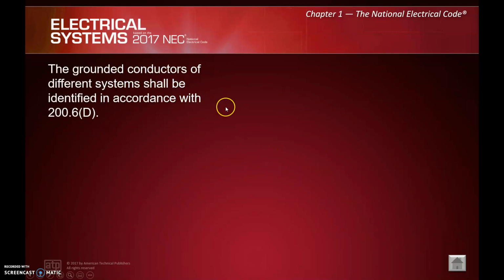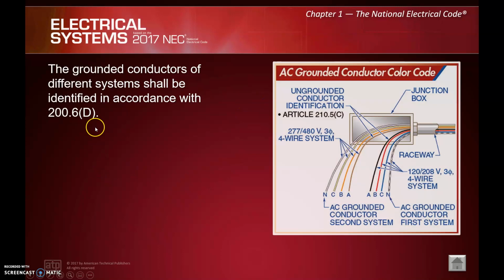The grounded conductors of different systems shall be identified in accordance with 200.6. Again, grounded, we know we need to be white or gray, to put it in a nutshell. We do have to differentiate between different systems, different voltage systems. Typically, you're going to see brown, orange, yellow for 277, 480, black, red, blue for 120, 208. That's sort of the industry standard, right?